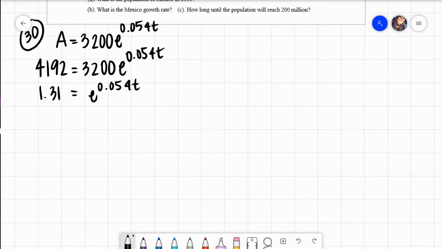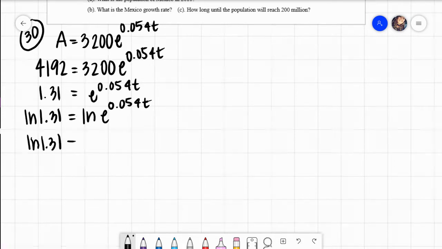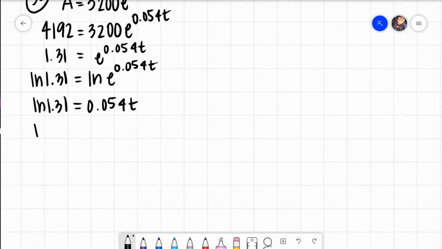Okay, so what you do to one side, you have to do to the other. Let's take the natural log of 1.31 and the natural log of e to the 0.054t. I didn't write base e just because it's implied. On the left-hand side, it just says natural log of 1.31. On the right-hand side, I did this so that those would cancel, and the only thing I have left is just the actual exponent. And then here, what I need to do is divide by 0.054 on both sides.